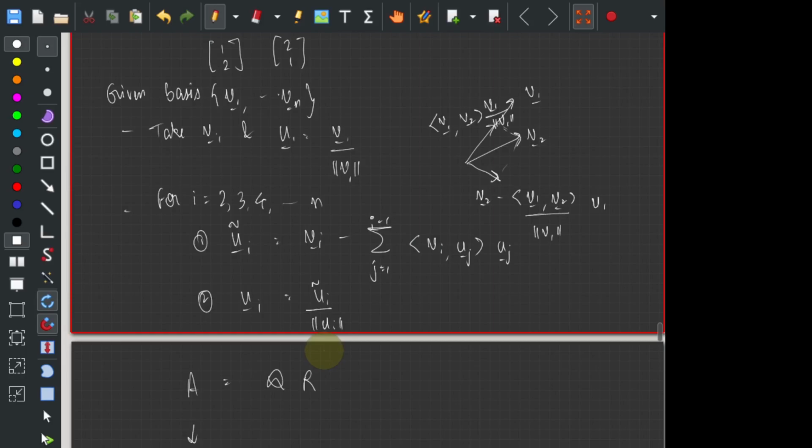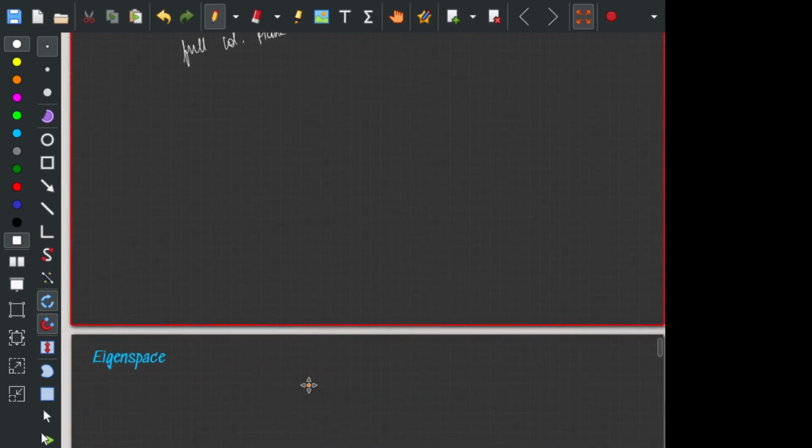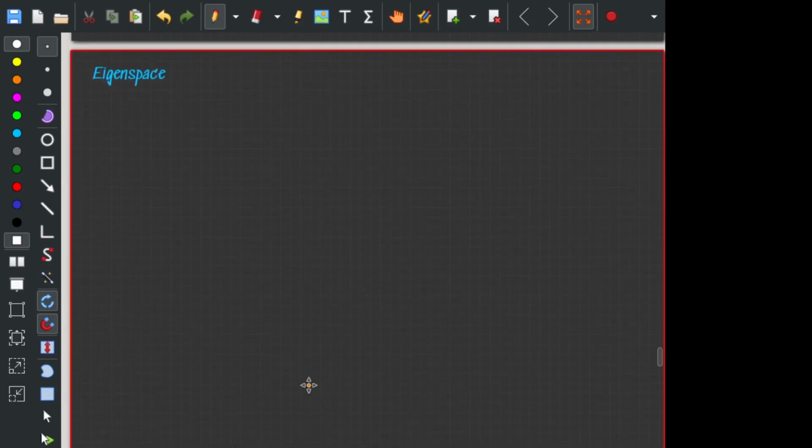The columns of Q, which is the orthogonal matrix, are going to be the orthonormal vectors, the new basis, and you can convince yourself that the corresponding R is going to be upper triangular, right? Okay, so we'll see why this becomes important pretty soon once we look at symmetric matrices.